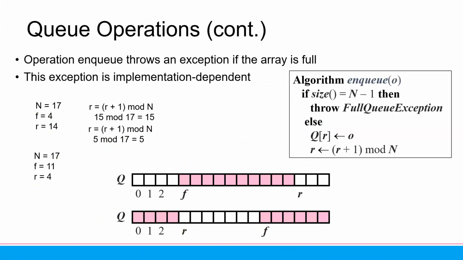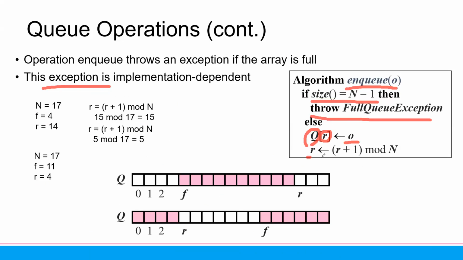What happens if the queue is full? Then there will be an exception. If I do Enqueue, it means an object is entering the queue. If the size is n minus 1, then it throws a full queue exception, and you cannot enter the queue. It's already full. But if it is not full, then let the queue at the index r be filled with the object.